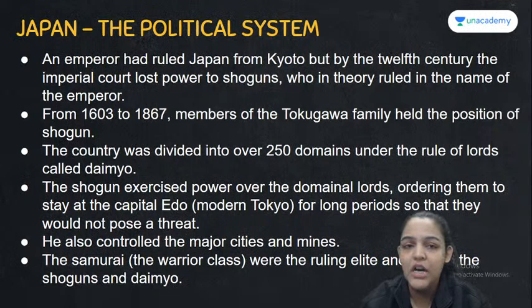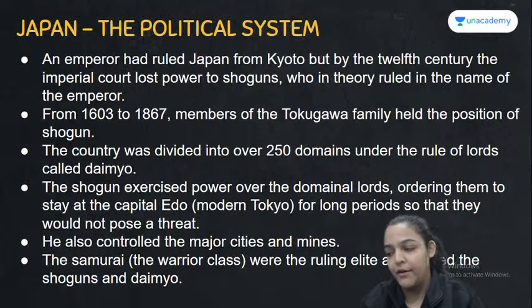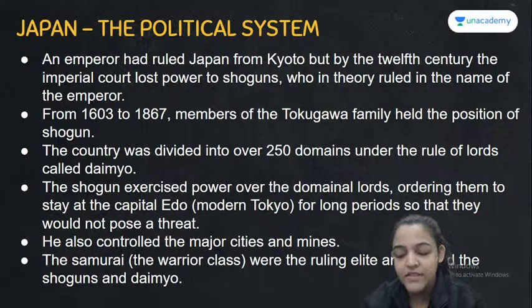So the emperor ruled from Kyoto, but from the 12th century onwards the emperor had just become like the titular head. He had no real power. The real power was actually with the shoguns. So who's the second player in the political system?